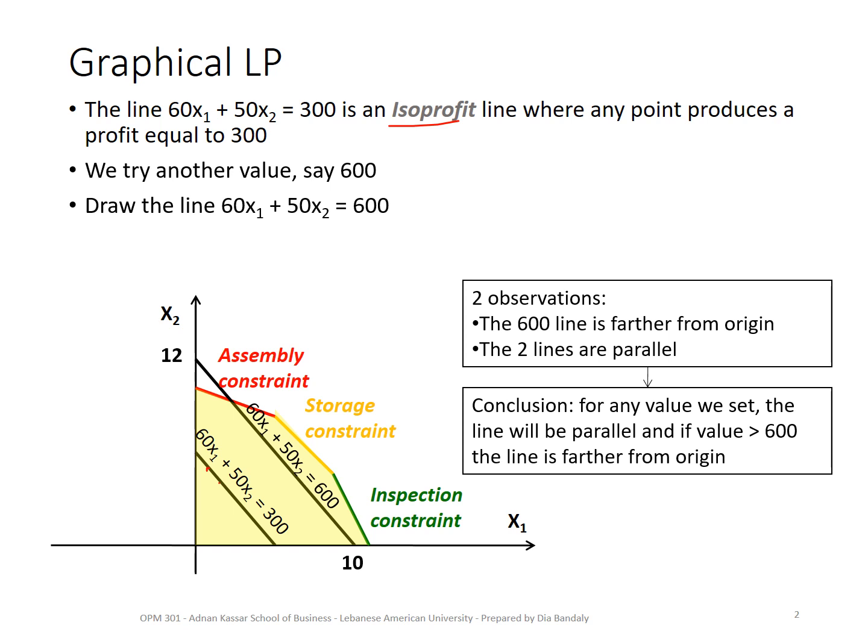Why this? Because we can now project what we have observed, that as we increase the profit, we'll also be drawing lines parallel to the first line of 300. But as we increase the profit, we are going away from the origin. And we're going to use that property to find now our optimal solution.